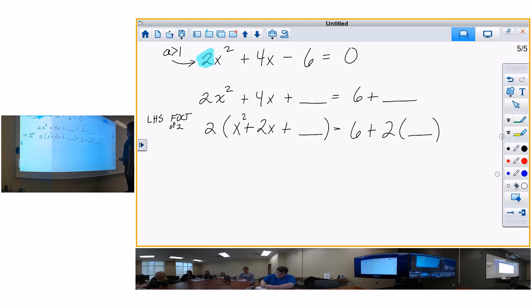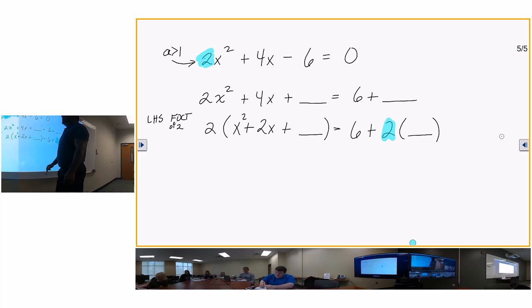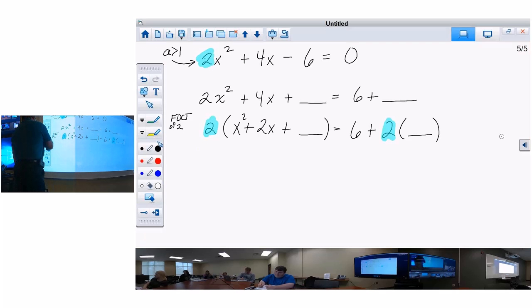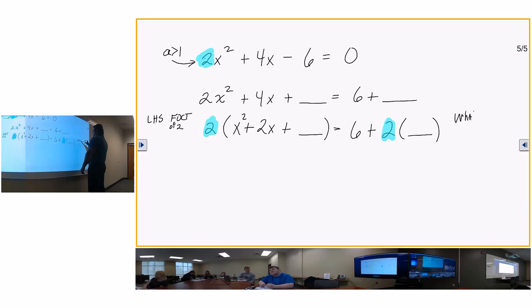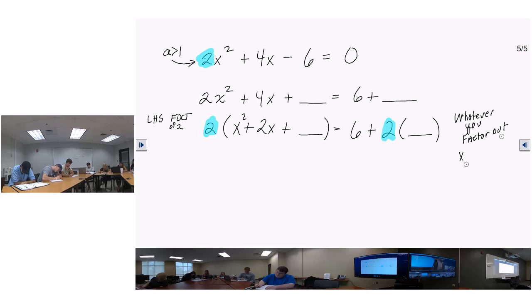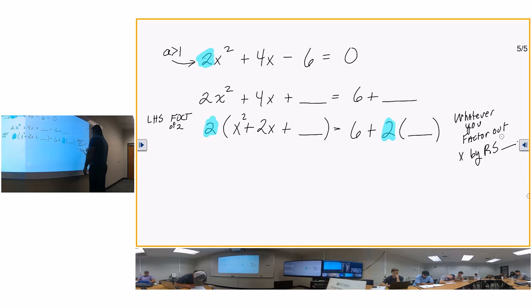Now, I'm not going to go through the derivation of why I did this. You just need to put a note that whatever you factor out, you have to multiply by the right side blank. If I factor out a 3, I'm going to multiply the right side blank by 3.